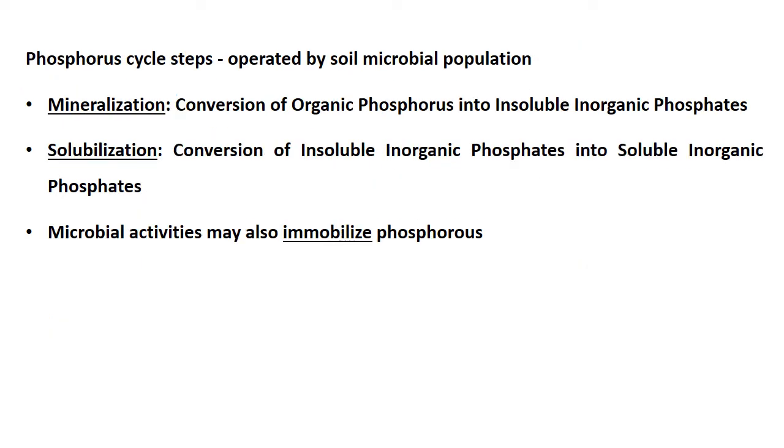So there are different steps in a phosphorus cycle. All are operated by the soil microbial population. Mineralization is the conversion of organic phosphorus into inorganic phosphates. Solubilization is the conversion of insoluble inorganic phosphates into soluble inorganic phosphates. And microbial activities may also immobilize phosphorus. These are the different steps involved in a phosphorus cycle.